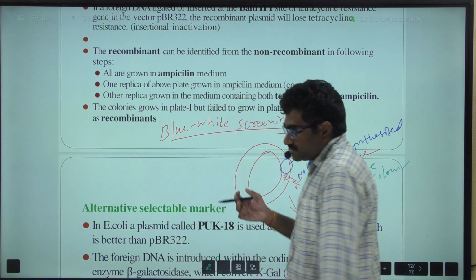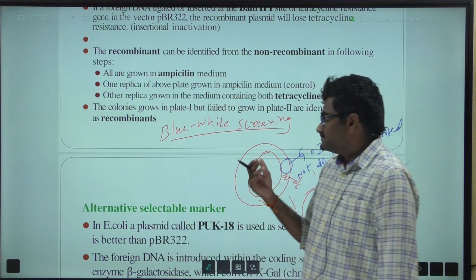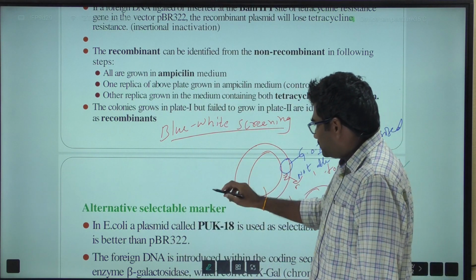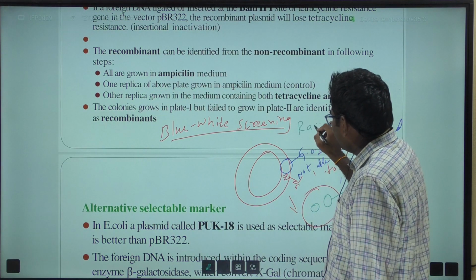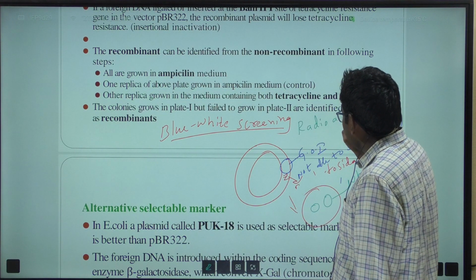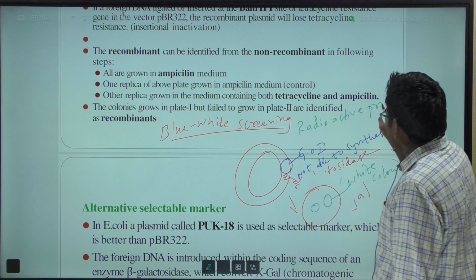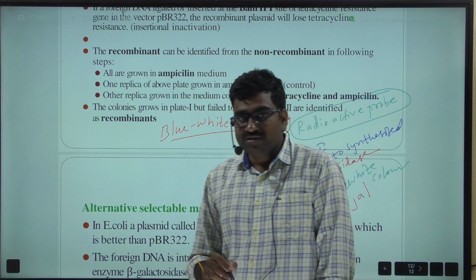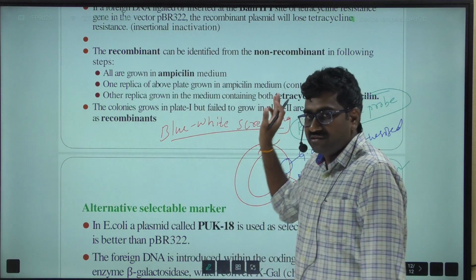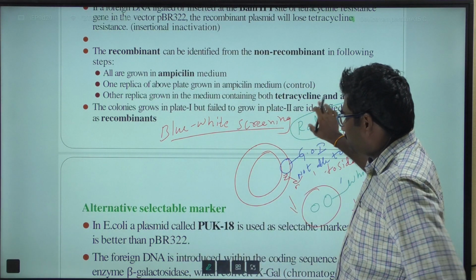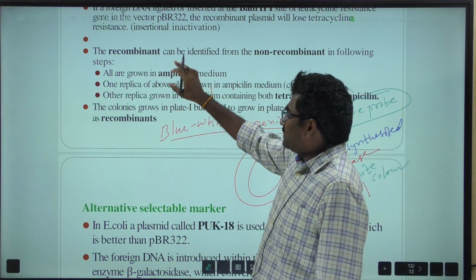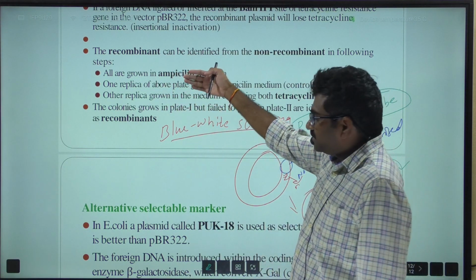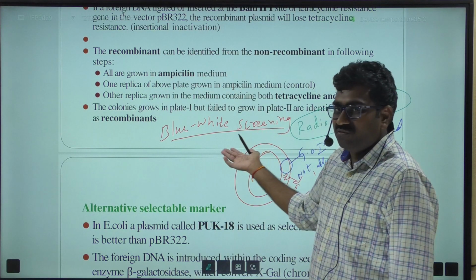And another method is a radioactive probe to detect the transformed host, okay? This method is not given in our NCERT, so no need to bother about this one. Just remember that one is a selectable marker, the antibiotic resistance gene, and another one is the blue white screening method.